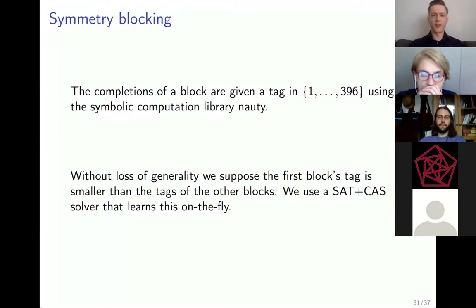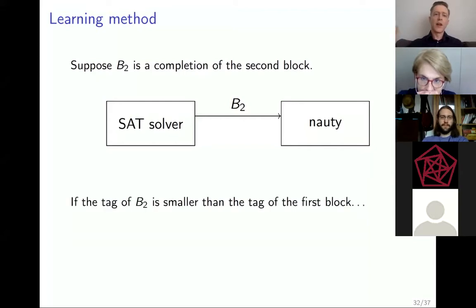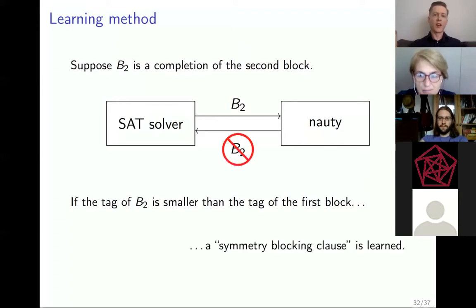And this is what I'm going to mention now. We use this learning method, and this is the interface between Nauty and the SAT solver. The SAT solver is going to be looking for completions of the blocks. We gave it the submatrix and said, try to find an explicit completion. Say it finds the completion of the second block, B2. We take the second block and give it to Nauty. We have Nauty compute the tag of the second block, which case it's equivalent to. If the tag of the second block is smaller than the tag of the first block, this is going to violate the criterion we assumed, that the first block's tag was smallest. Therefore, we can learn a clause which is going to block it.